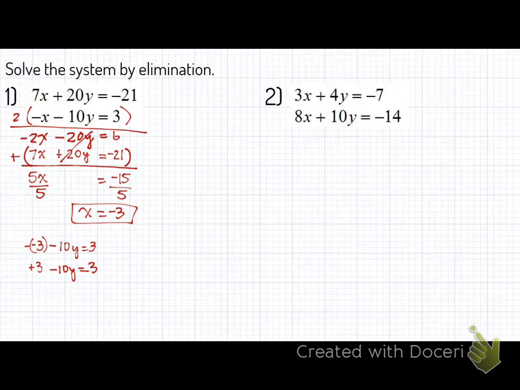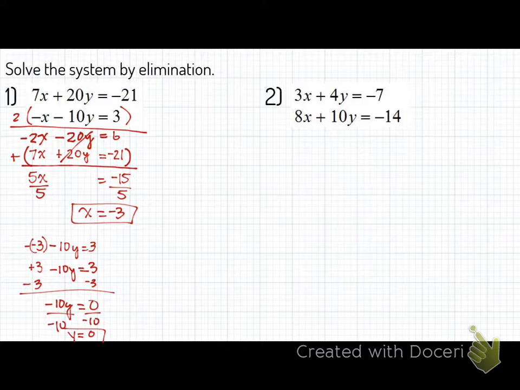Okay, I'm going to subtract 3 on both sides. When I do that, I get 3 minus 3 cancels out to get 0. We get negative 10y. Bring down the equal sign. And then 3 minus 3 is 0. Divide both sides by negative 10, and you get y is equal to 0.